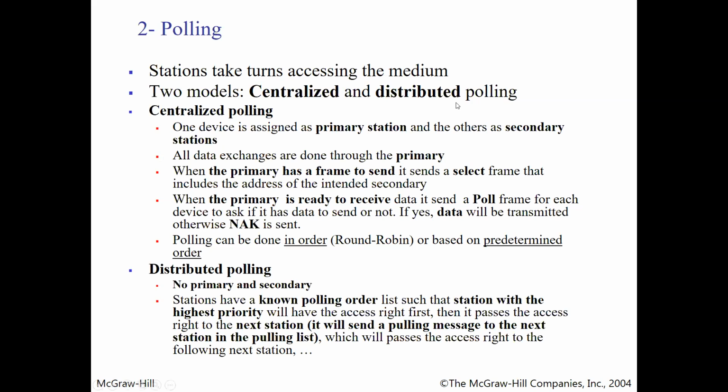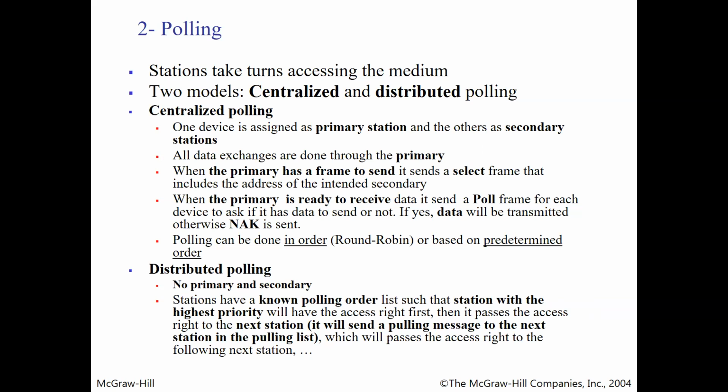So coming back to centralized polling, in centralized polling, like I just said, there is going to be one device that is going to act like a primary station and all the other devices will act like the secondary station. So whatever data exchange happens will always happen through the primary station. So whenever the primary station is having a frame to send to a particular secondary station, initially it will send a select frame. That frame is going to comprise of the address of the intended secondary station for whom a data is going to be transmitted.